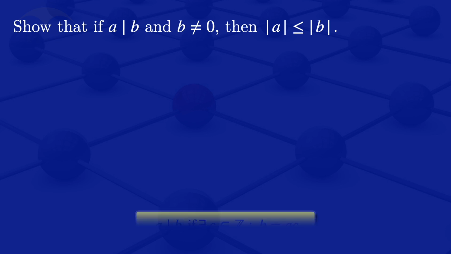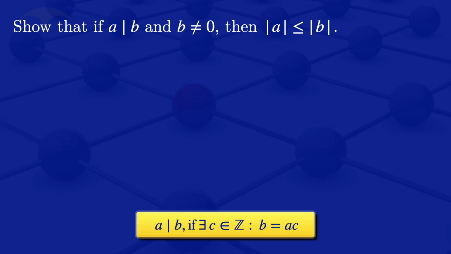By definition, A divides B if there exists an integer C such that B is equal to AC. So I'll write it down there. There exists an integer C such that B is equal to AC.